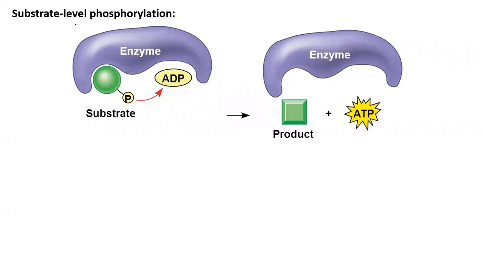So substrate-level phosphorylation is perhaps more straightforward. What it is basically is the transfer of one phosphate from a substrate to ADP to make ATP, to recharge our ATP battery with the help of an enzyme.